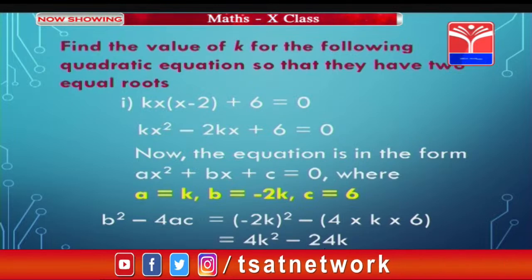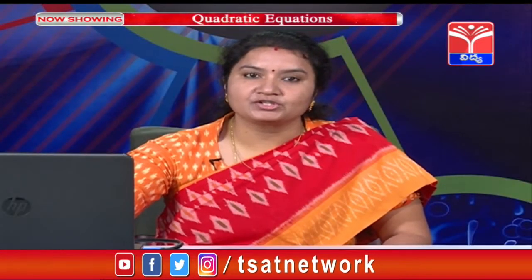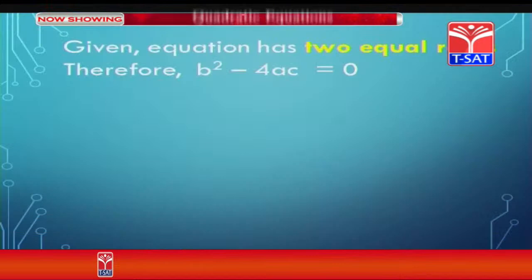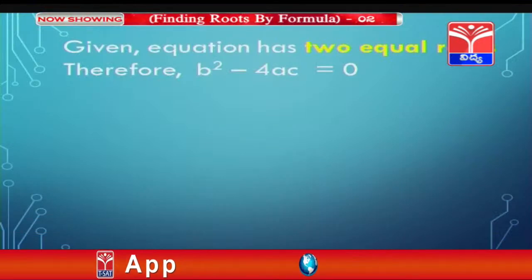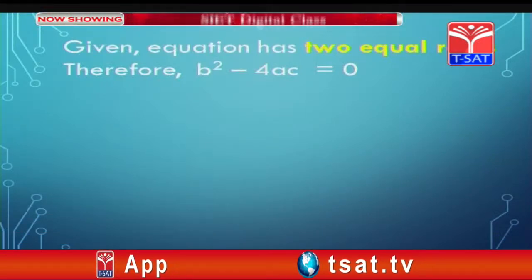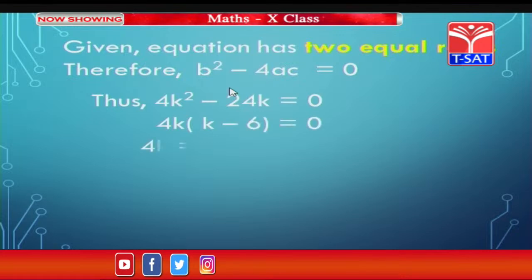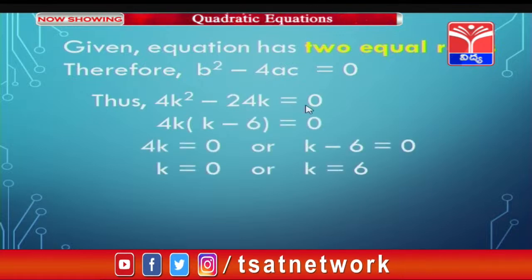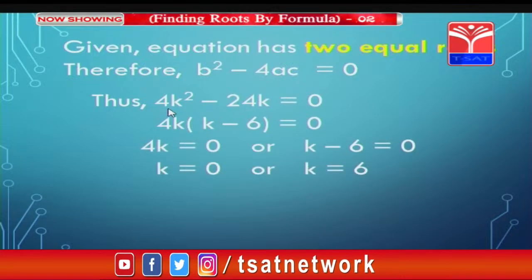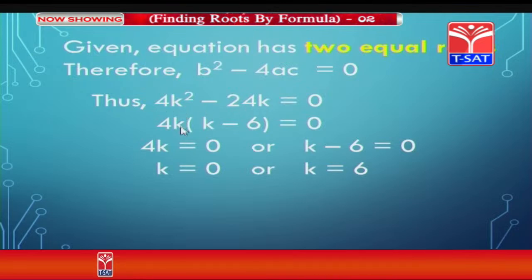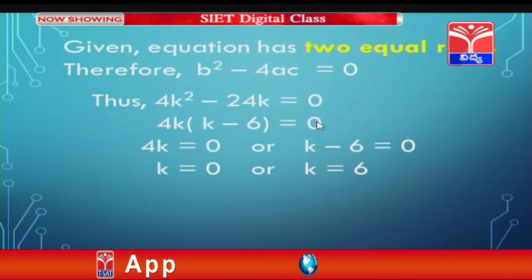But what is given to us? It is given that the quadratic equation has equal roots. So, we have to equate this b square minus 4ac to 0. So, b square minus 4ac is equal to 0, which means 4k square minus 24k is equal to 0. Let us take 4k common in both the terms. I get 4k into k minus 6 is equal to 0.